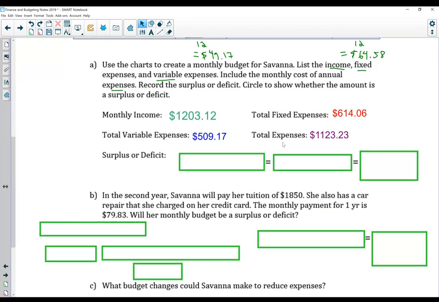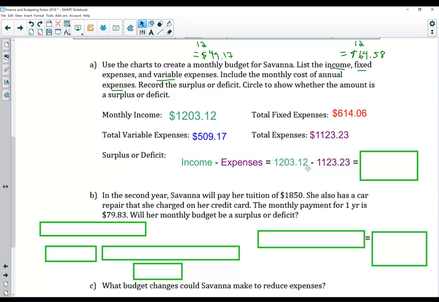So is this a surplus or a deficit? Well, you should be able to see that we have more monthly income than we do total expenses. So I'm going to have a surplus. But to find out how much, I need to take the income and subtract the expenses. So the income was $1203.12. I'm going to subtract $1123.23. And that will get me $79.89 in the positive, which means we have a surplus.